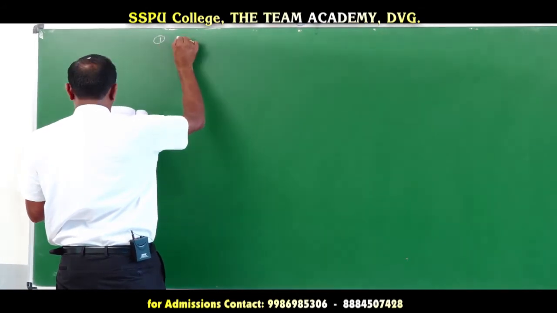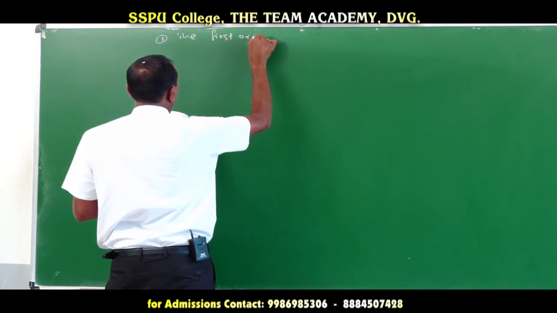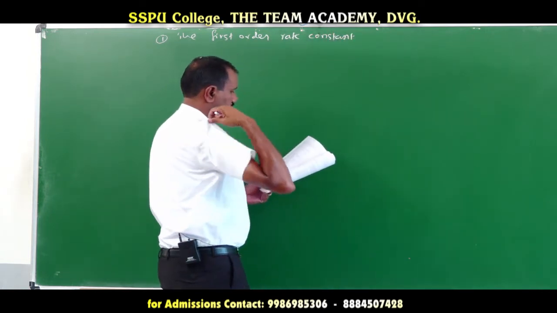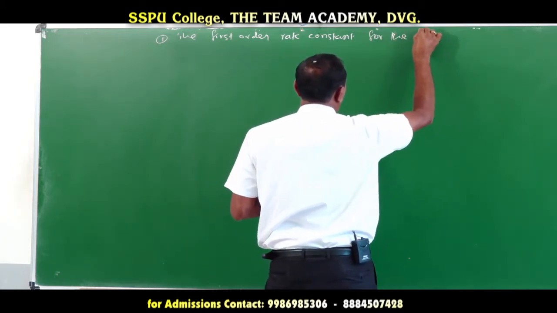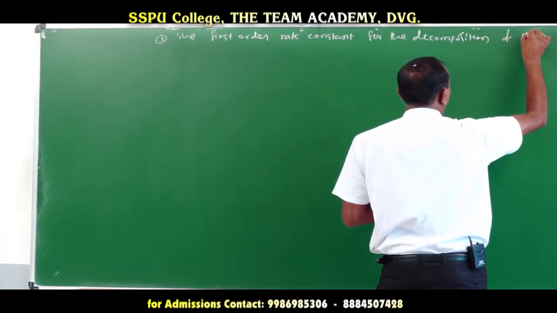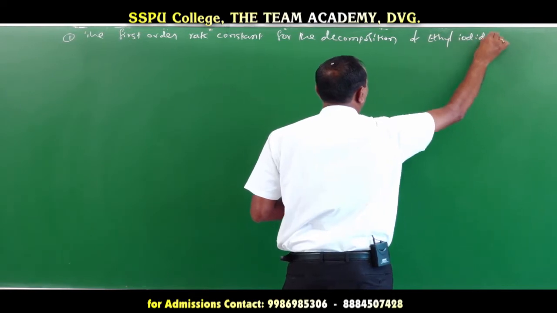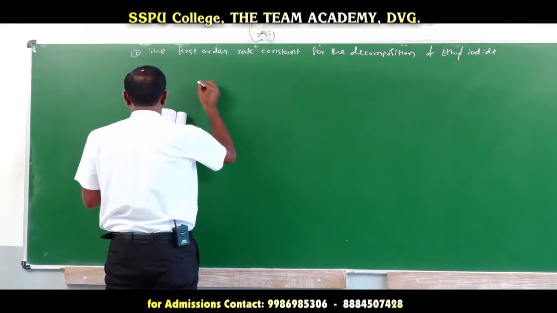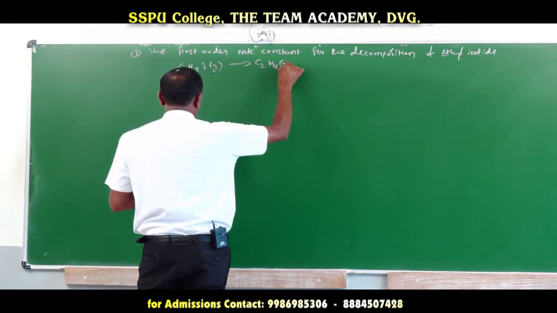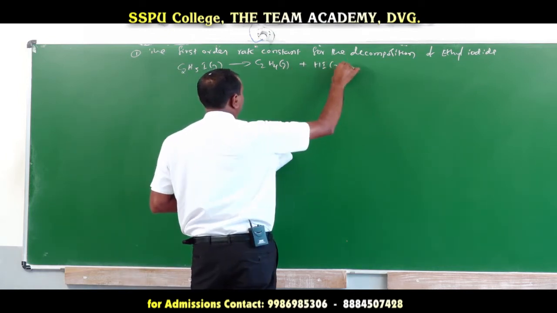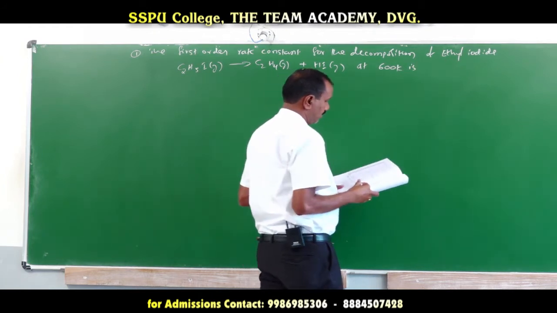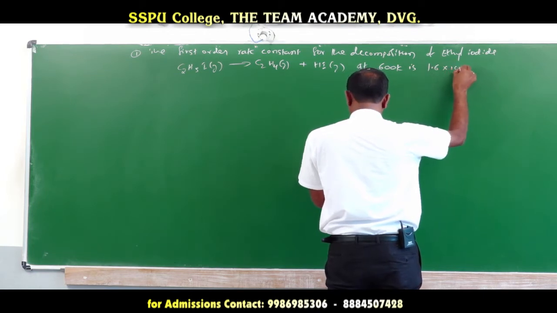Problem: the first order rate constant for the decomposition of ethyl iodide, that is C2H5I gas, which becomes C2H4 gas plus HI gas, at 600 Kelvin is 1.6 into 10 to the power of minus 5 per second.